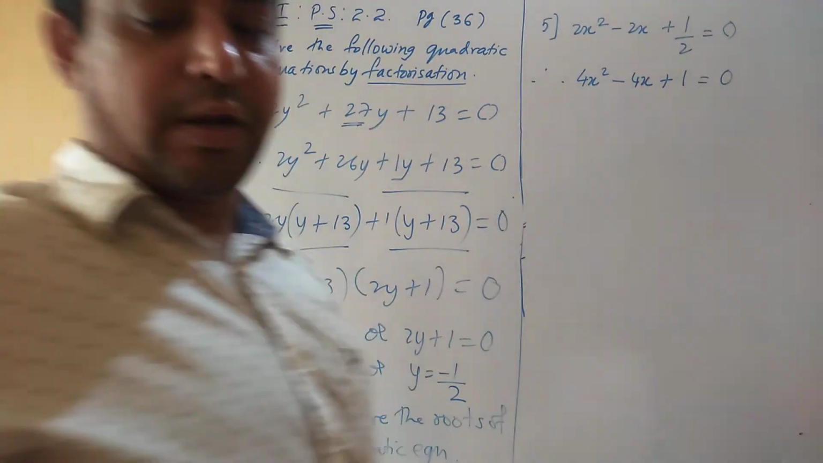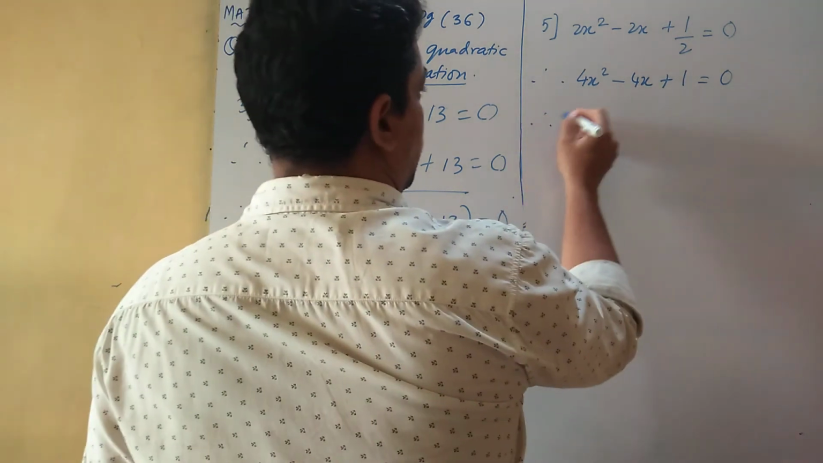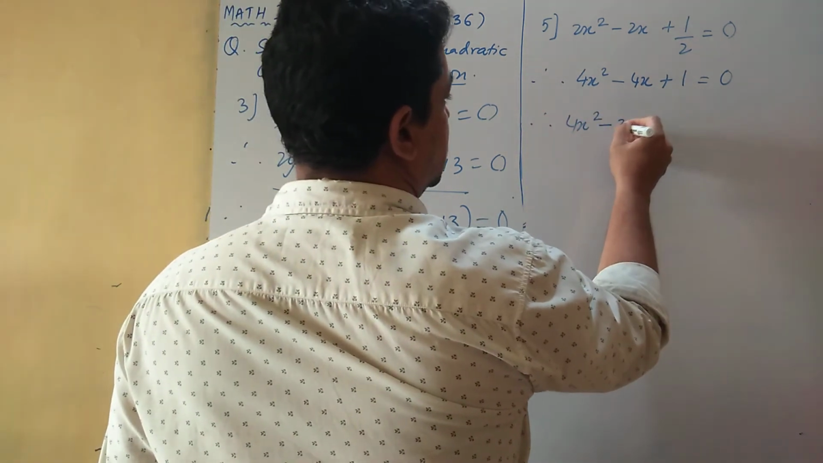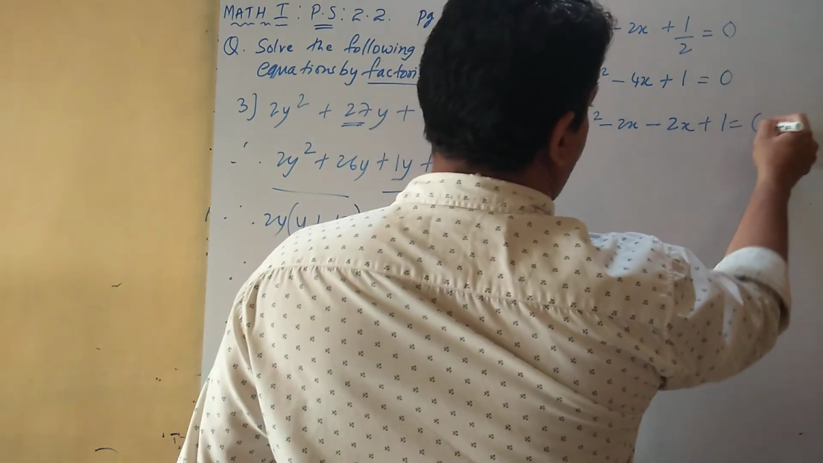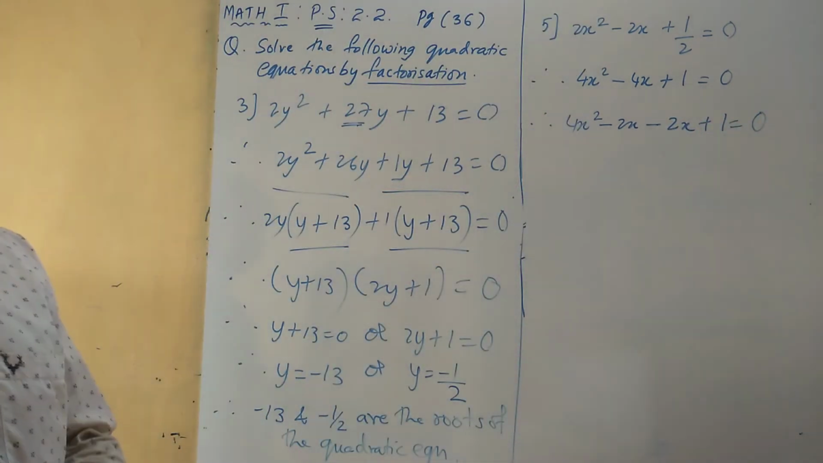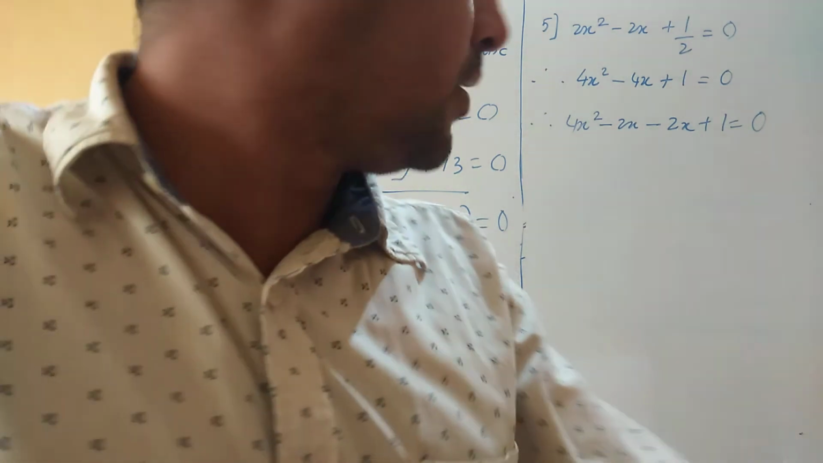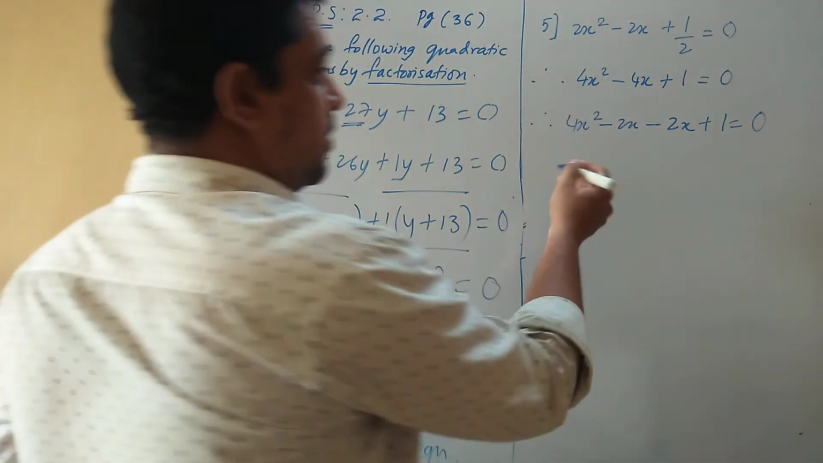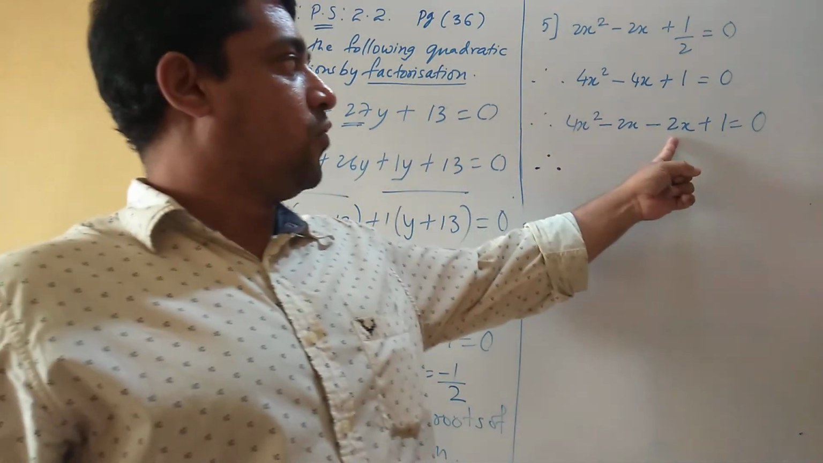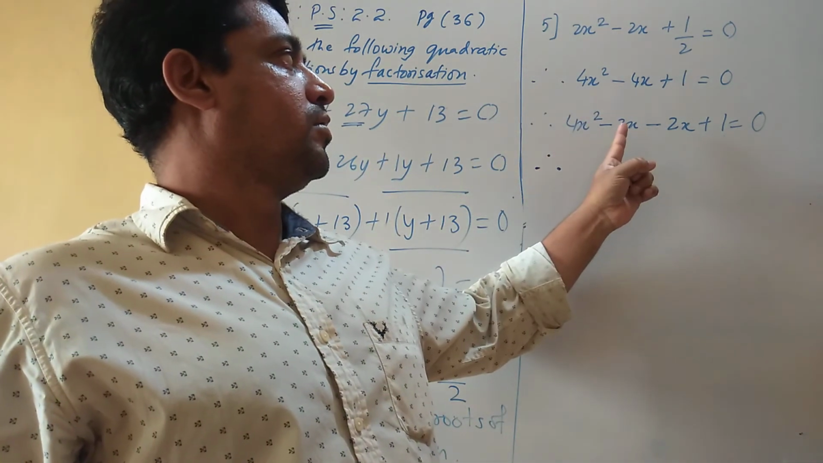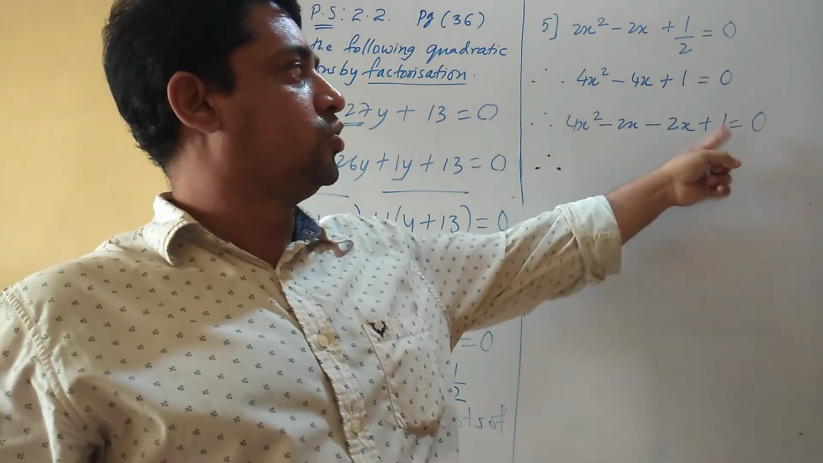So I just substitute now. Okay, we write it down. That is, therefore 4x square minus 2x minus 2x plus 1 is equal to, correct? Just change the pen. Ink is not visible now. So 2 2s are 4, let's check. And minus 2 into minus 2, positive 4.